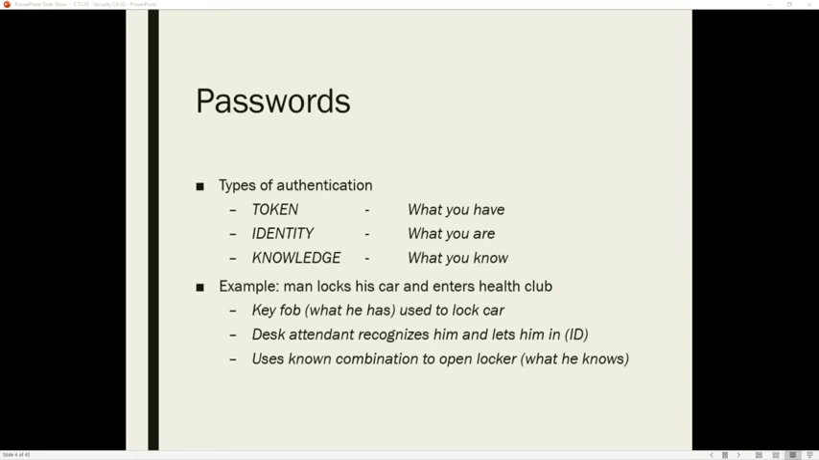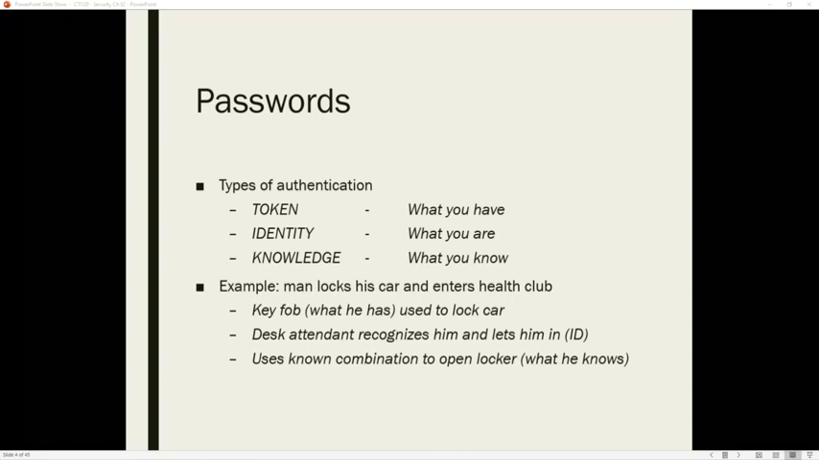So the token is something that you have, something that you possess. Identity is something that you are, and knowledge is something that you know. The example they give us in the text is that a man comes to his health club, parks in the parking lot, locks his car, and goes inside. He goes to his locker and puts his street clothes in there, changes into his gym clothes, and goes and does his thing.